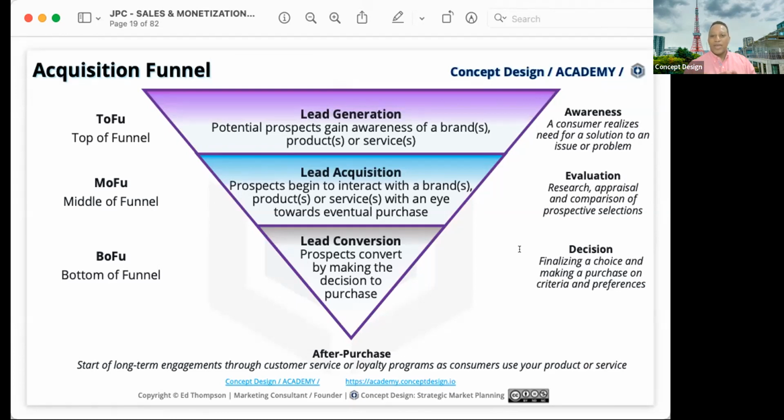And then maybe you would like more information. Maybe you would like to sign up for an email. Maybe you would like to like the Facebook page. Maybe you will do other types of things to interact. Well, now we have you in the middle of funnel. You are aware, we're moving you on to the evaluation stage where you're researching, you're appraising, and you're comparing. You're probably not only looking at us as an option. You're looking at other things as well. And then the conversion, the bottom of the funnel. Prospects convert by making the decision to purchase, to enroll. And so finalizing a decision and making a purchase on whatever the criteria and the preferences are.